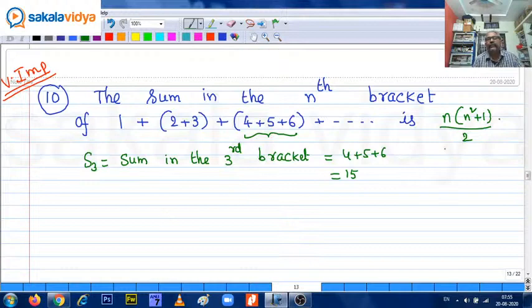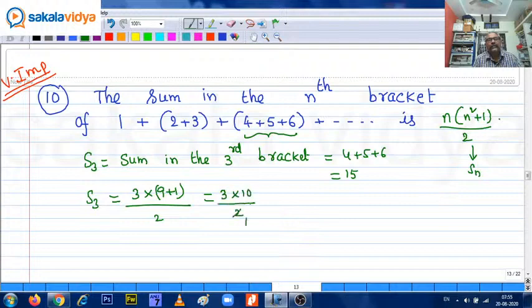So we know this is Sn. Now check S3: 3 times 3 square, 9 plus 1, upon 2. Now 3 times 10 upon 2. 2 1 ja, 2 5 ja. Yes, 15. Both have matched. This is the hint.